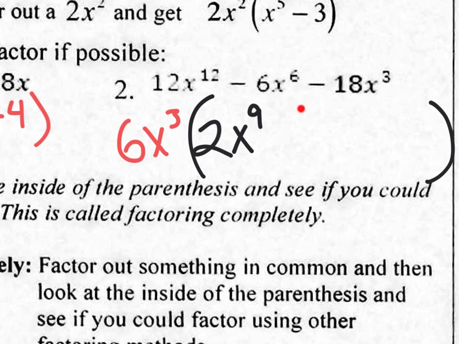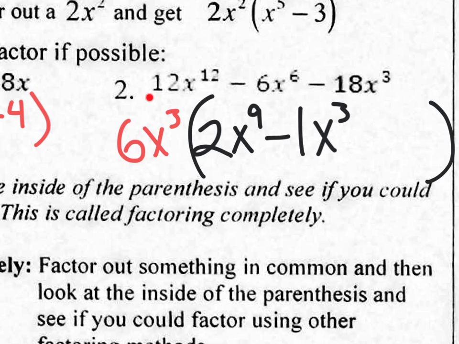6x to the 3rd times what value will get us the negative 6x to the 6th? Well, with regards to the 6, times what will get us a minus 6? That will be a minus 1. And now let's think about the x's. X to the 3rd times how many x's will get us back to the x to the 6th? Again, remember, when you're multiplying, you're really adding those exponents. So that would be x to the 3rd also. X to the 3rd times x to the 3rd is x to the 6th.